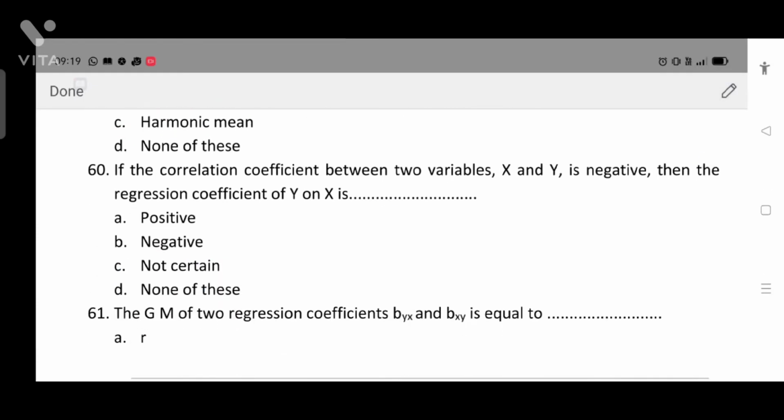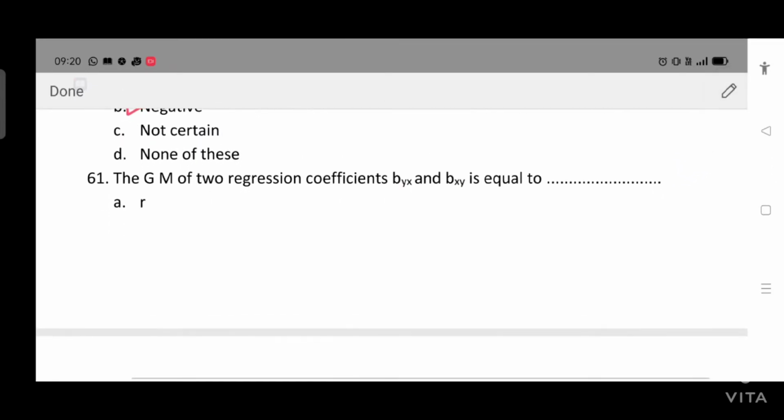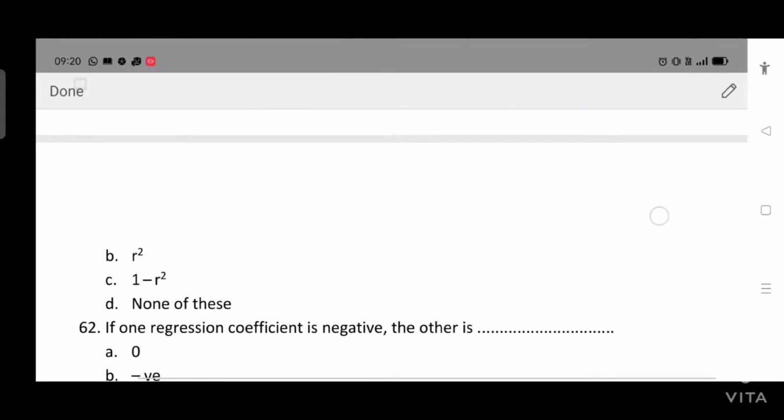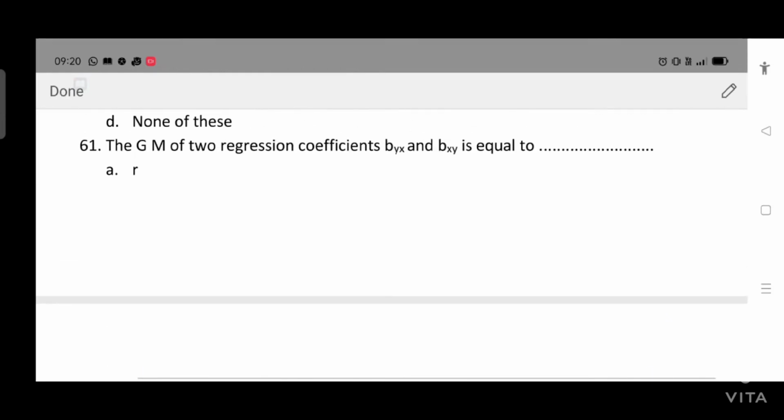Question number 60. If the correlation coefficient between two variables x and y is negative, then the regression coefficient of y on x is A, B, C, D. Answer, negative. Negative is the correct answer. The GM of two regression coefficients byx and bxy is equal to A, B, C, D. Answer is A, small letter r.